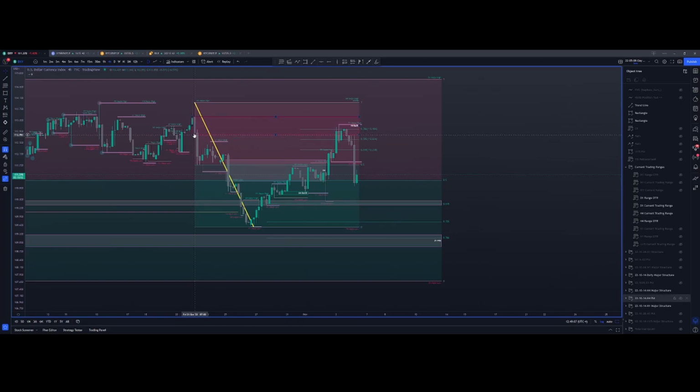Textbook ICT is body to body, which, as you can see, would have been an accurate target here. It pretty much nailed that straight on.